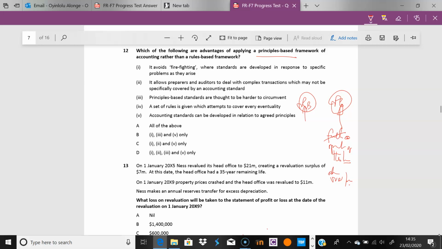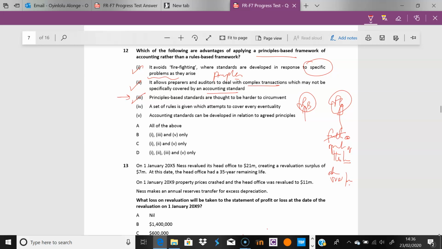So it says it avoids firefighting, where standards are developed as problems arise, because you're following the principles, so to speak, you are thinking along those lines. So you're better able to deal with specific problems as they arise. So this is correct. It allows you to deal with complex transactions which may not be completely covered by an accounting standard. And this is also correct. Principle-based standards are thought to be harder to segment, but because it's based on the spirit of it, every rational man would argue, well, yes, this is how it should be.